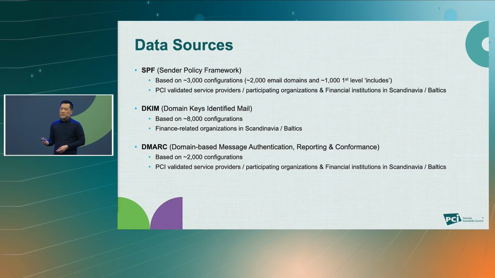DMARC is about the same as SPF in the sense that their configurations are all published on the DNS, the domain name server on the internet. So it is based on the 2,000 configurations. It doesn't have 3,000 because in SPF, they have this thing called include, which is sort of like a redirect that would include another configuration from another server. So that's why it expands: a 2,000 organization can have 3,000 configurations.